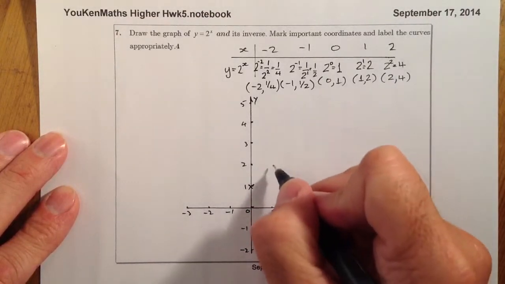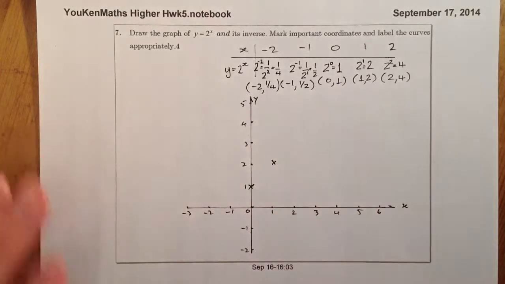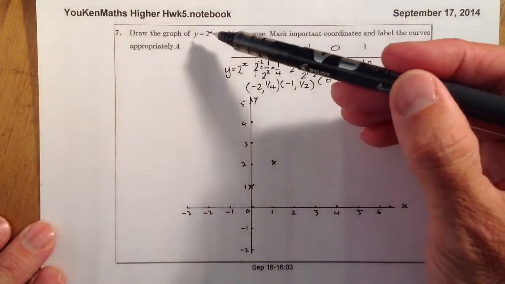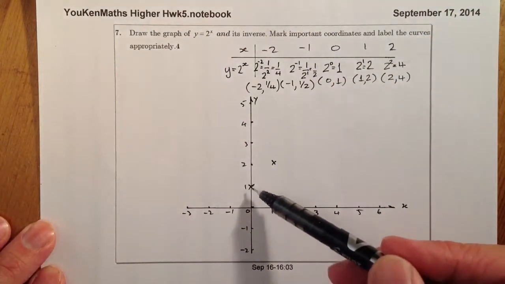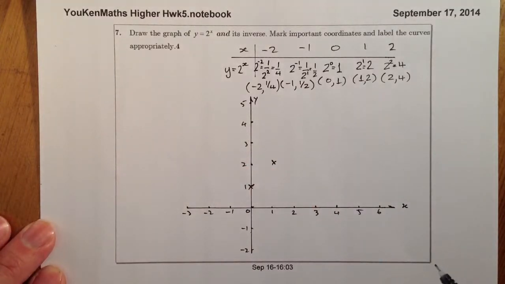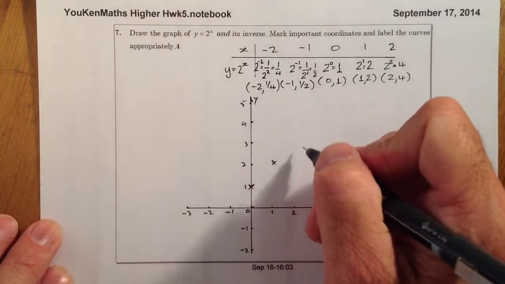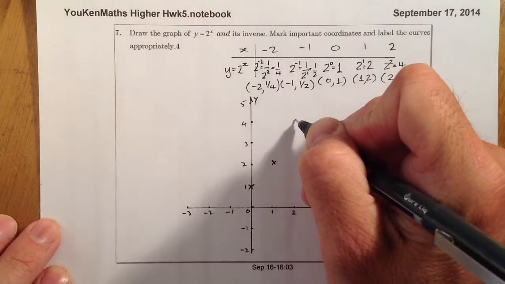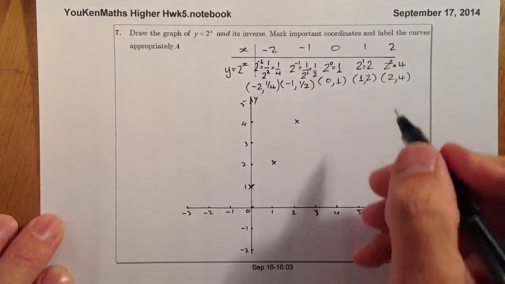1, 2, 1, 2. And these points here are the key points that I'm going to use, because I really should know that y equals 2 to the power of x goes through 0, 1, and it also goes through 1, 2, because that's the 2 that's there. But I've plotted coordinates here, and I'll just put them together when I draw this all up.